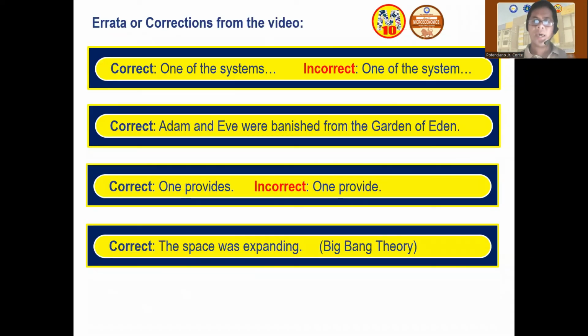CFI, and I observed there are incorrect statements in the first video, so it's incorrect to say one of the system. It must be one of the systems. Adam and Eve were banished, not was banished. One provides, not one provide. That's subject verb agreement. The space was expanding, not the space is expanding because it happened in the past.